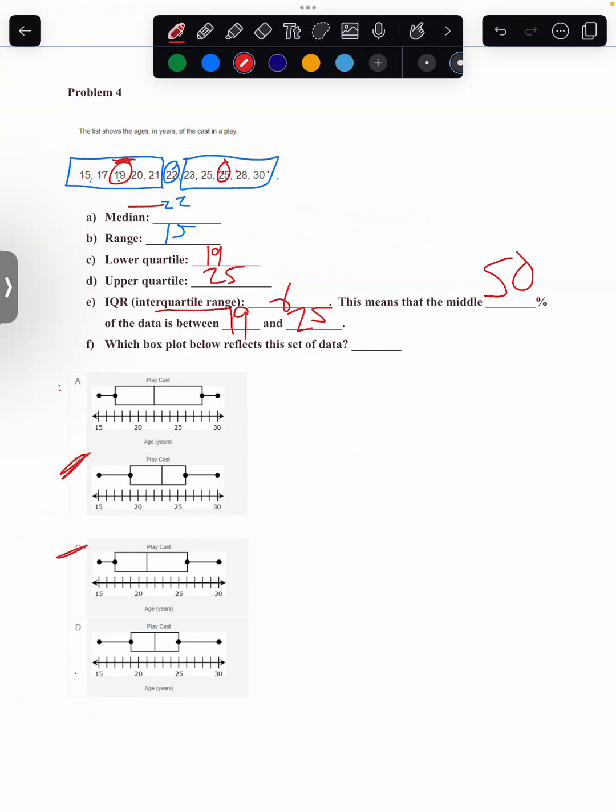So let's look at the lower and upper quartiles. We need 19 for lower quartile. That's at 17. So this should be wrong. This one is at 19. That's right. Their top is 25, upper quartile. So therefore, that is the correct one. So that is D. That's basically how you do this.